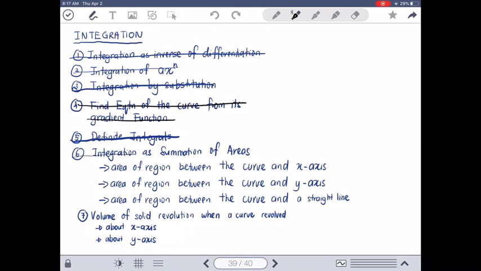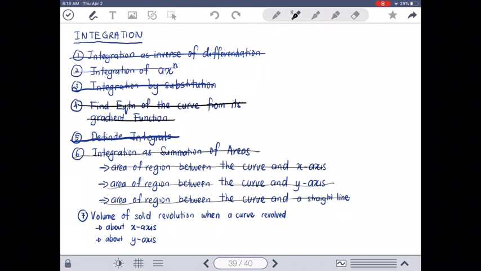So now we have done integration as summation of areas. We have looked at the area of the region between the curve and the x-axis, the area of the region between the curve and the y-axis, and also the area of the region between the curve and a straight line. So next class I will go into volume of solid of revolution.